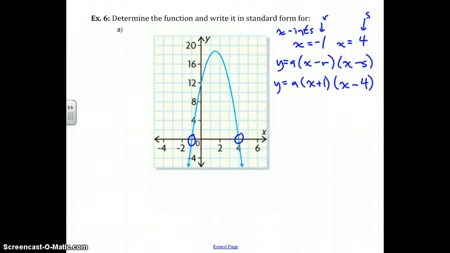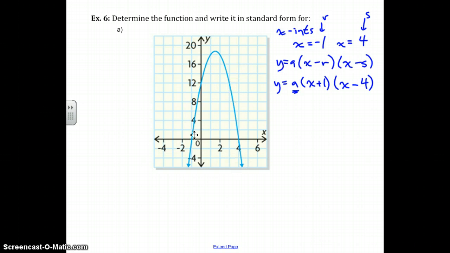So we need to figure out this a value. The a value is important to figure out, because without the a value, all we have are the intercepts. We could have a parabola that looks like that. Does that have the same intercepts? We could have a parabola that's super flat with the same intercepts. We could have one that's something like that. Same intercepts. So the different a values matter.